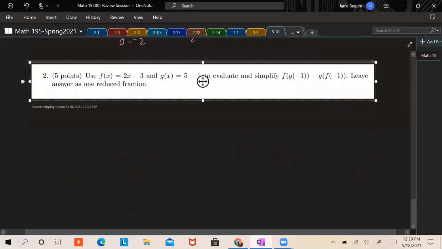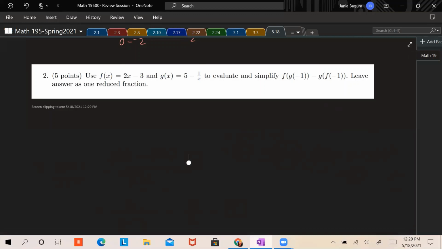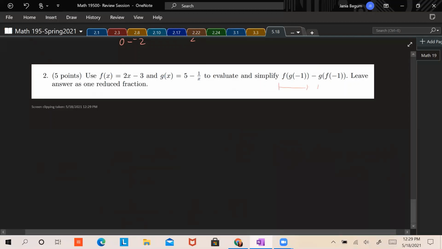Okay, so for this problem, we want to use the functions f and g to evaluate and simplify the following compositions. Okay, so we're just composing these functions in 2 different orders at the same x value. So what I would recommend you to do is find what this composition is, find what that composition is, and then just subtract their results. Okay. So we're going to find f of g of -1. So how do we do compositions, guys? Anyone remembers?